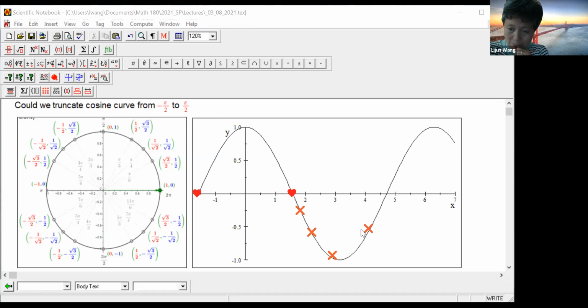Mikhail? Michael? Michael, I'm sorry. Can we truncate for the cosine curve from negative pi over 2 to pi over 2, the same interval we truncate for sine, to produce a one-to-one function? Yes. Are you sure? Is this curve one-to-one? Yes?